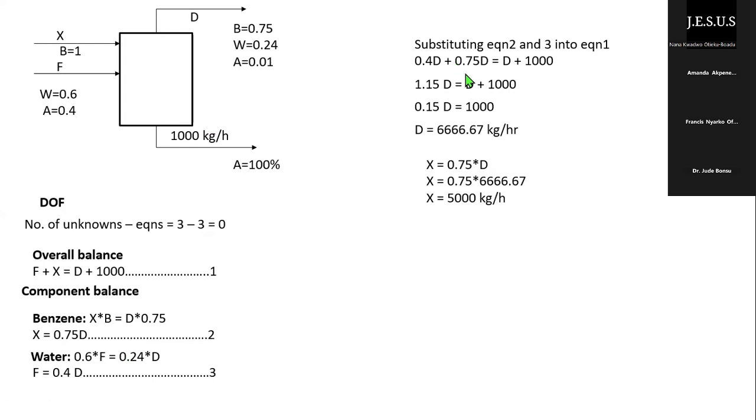What I was saying was that if I look at this feed stream, right, I have 0.4 as the mass fraction of alcohol in that stream. So it's the same thing we've been doing. I multiply the mass fraction by the mass flow of that stream. So 0.4 times F should be equal to 0.01 times D, then plus the 1000 down here, because this is pure alcohol. If I had made the 100% a mass fraction, it would have been 1. So I would have 1 times the 1000. So that would be a component balance for alcohol.